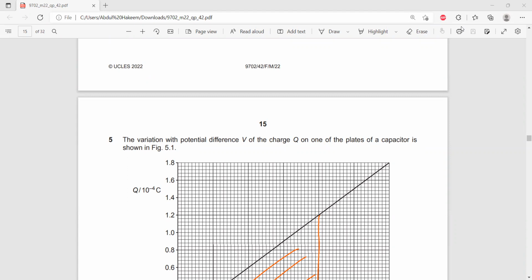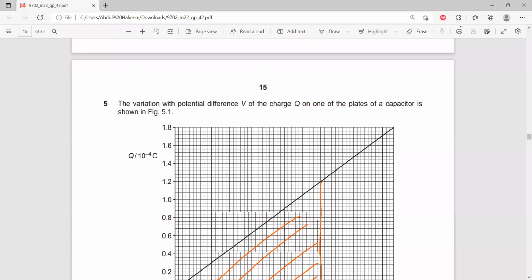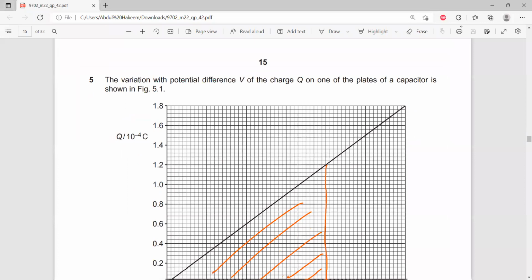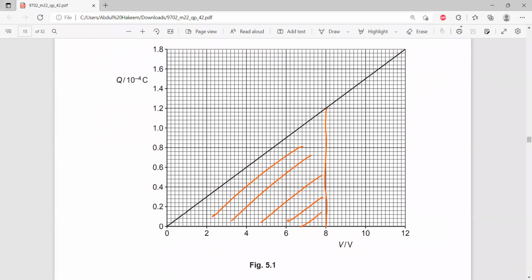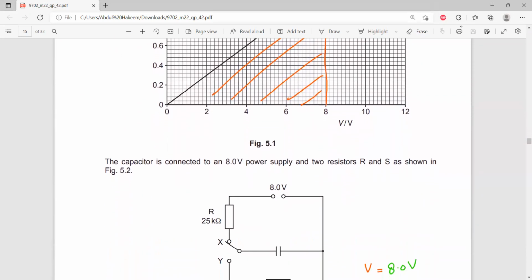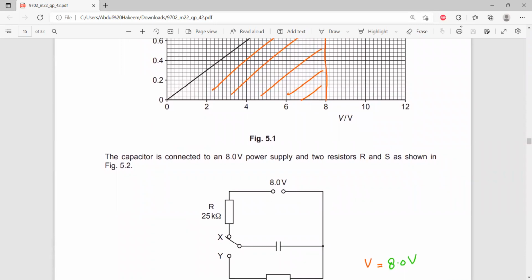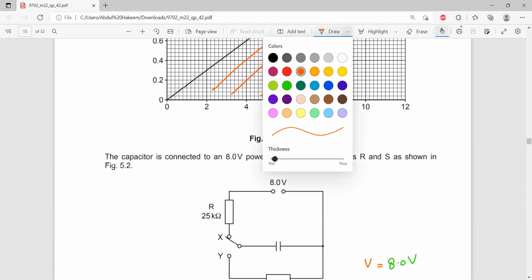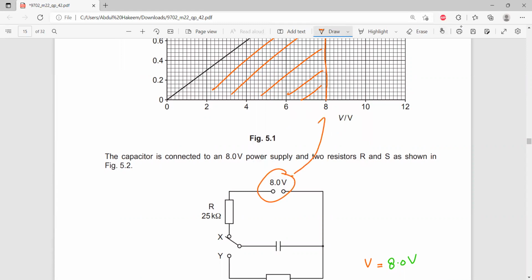The question is: the variation with the potential difference V of the charge Q on one of the plates of a capacitor is shown in the figure. So this is the charge on one of the plates and the potential difference between the two plates, a straight line passing through the origin. The capacitor is connected to an 8-volt power supply and 2 resistors. So when we take the voltage, we have to take the maximum voltage equal to 8 volts from the graph. So 8 is here.